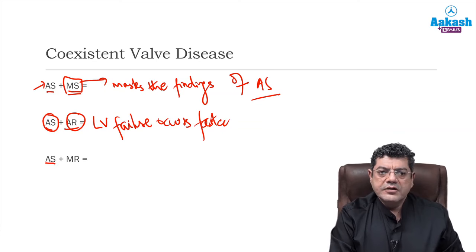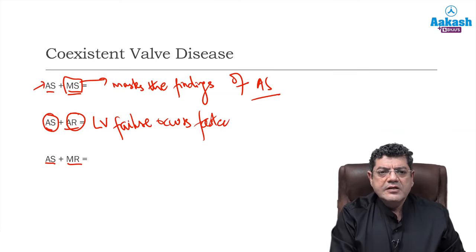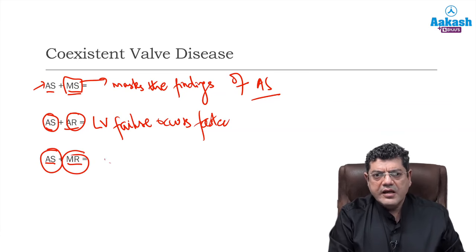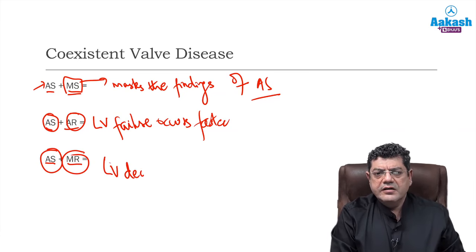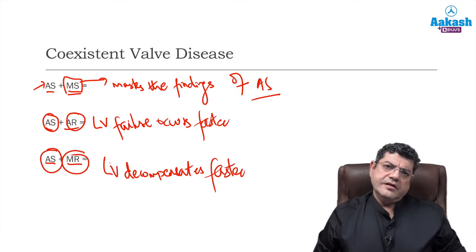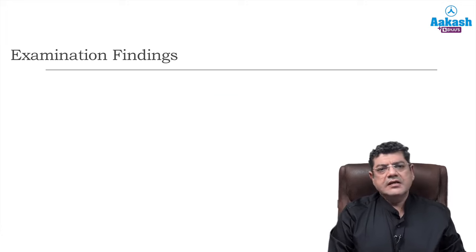When there is both aortic stenosis and mitral regurgitation, what happens to the LV? So AS, again, is pressure overload, and mitral regurgitation is volume overload. So again, the left ventricle decompensates faster if there is both aortic stenosis and mitral regurgitation. Okay, I hope those things are clear.